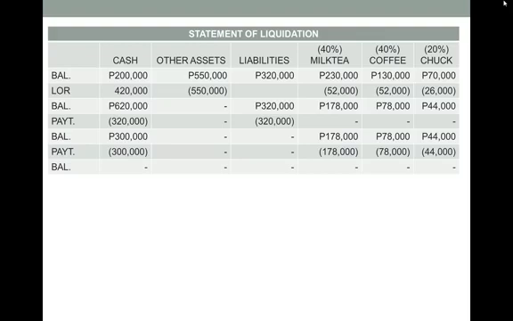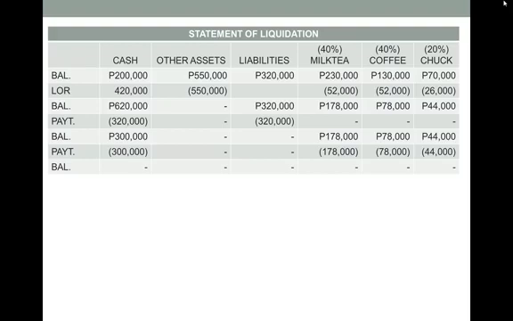Now, let's compute the determination of loss from the sale of non-cash asset, or other assets. So, LOR meaning loss on realization. As you can see, the other assets amounted to 550,000, and the proceeds of the sale of the non-cash asset is 420,000. Yung 420,000 is addition siya sa cash. And then yung other assets mo is ililess mo na yung total book value amount niya, that is 550,000.